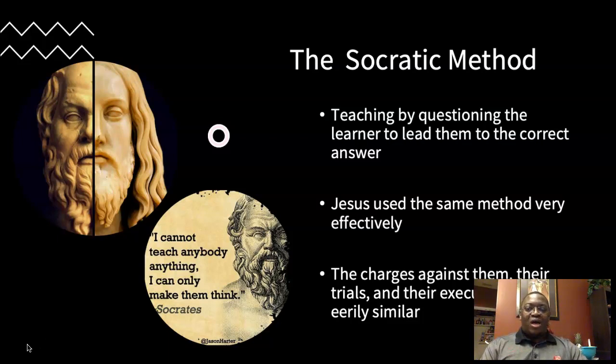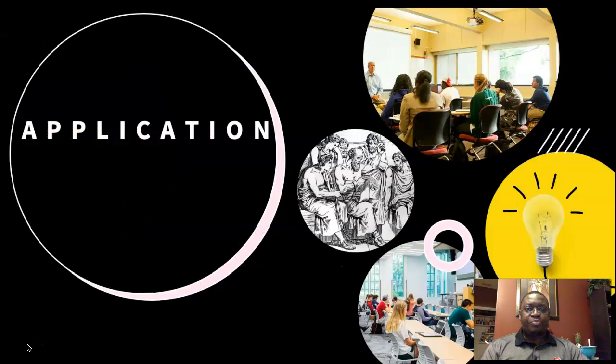But the other similarity is that the charges against them and their trials and their executions were very similar. Both were charged for deceiving and misdirecting people, and were charged for making claims that were not right for the time, and both were sentenced to death. So similarities that are very significant that lead us to believe there was something right about what they were doing.